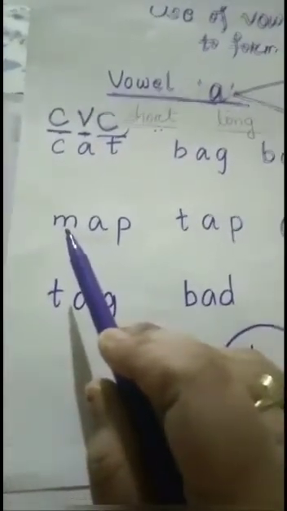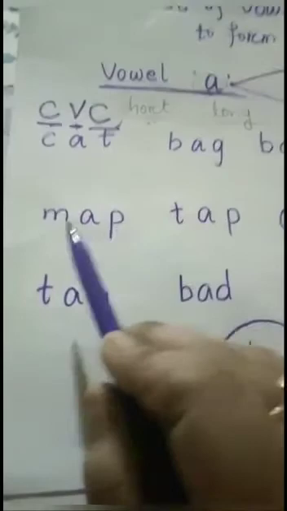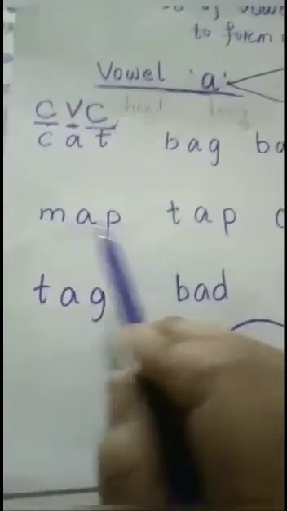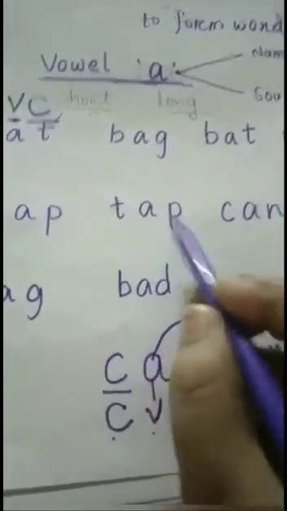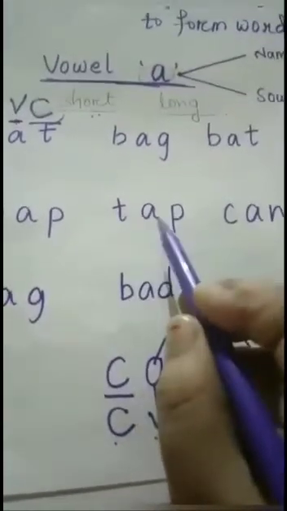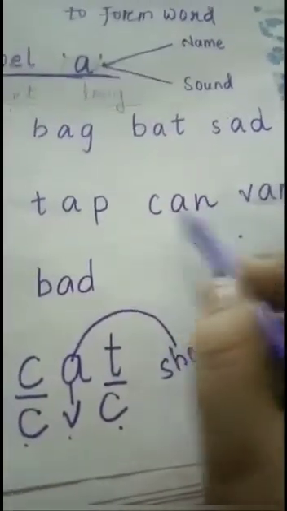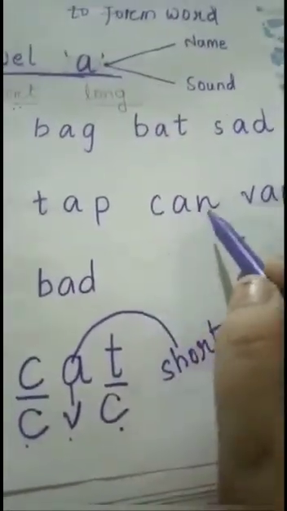Sound of M? M, A, P. Map. T, A, P. Tap. K, A, N. Can.